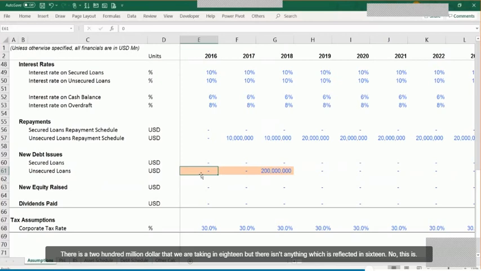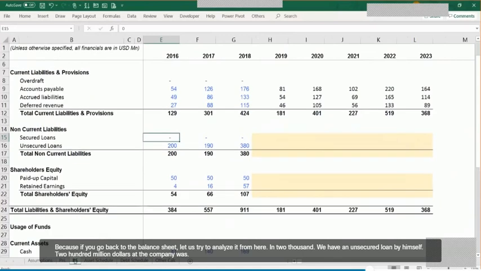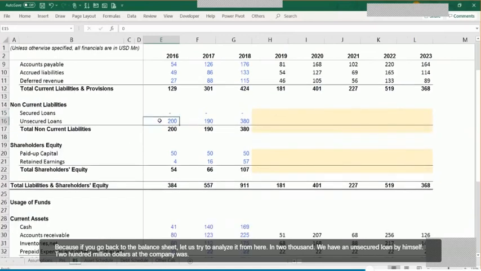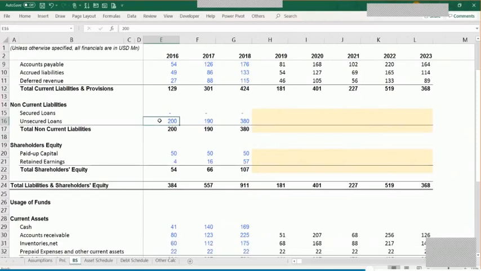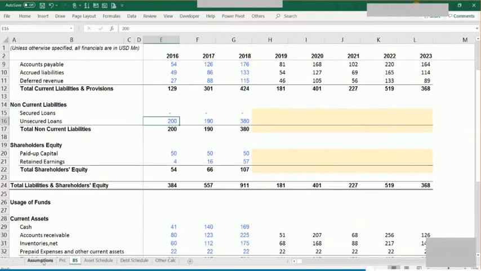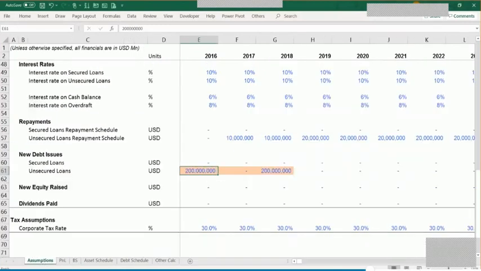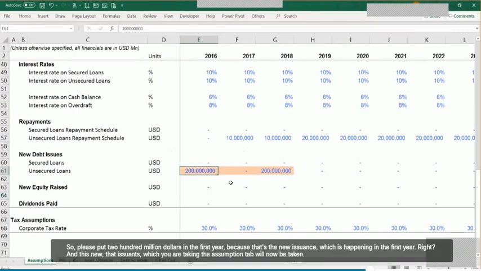Now this is wrong, because if you go back to the balance sheet and analyze it from here, in 2016 we have an unsecured loan balance of $200 million. And the company was started 3 years back in 2016 itself, which means that this loan was raised in that particular year. So we have to come back to the assumption step and put that $200 million over here as well. So please put $200 million in the first year, because that's the new debt issuance which has happened in the first year, right?